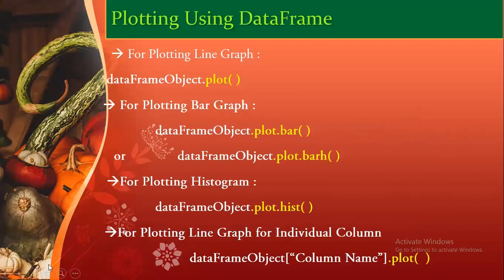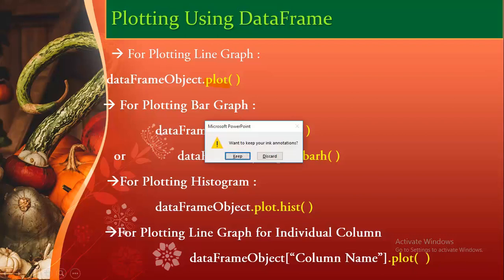If you want to draw the line chart, you use plot, and if you want a bar graph, then you use plot dot bar, and if you want a horizontal bar, then data frame object dot plot dot barh. If you want the histogram, then data frame object dot plot dot hist, and if you want a line graph of an individual column, then column name, and you use plot. Okay, we will use all these things one by one. Let you see.